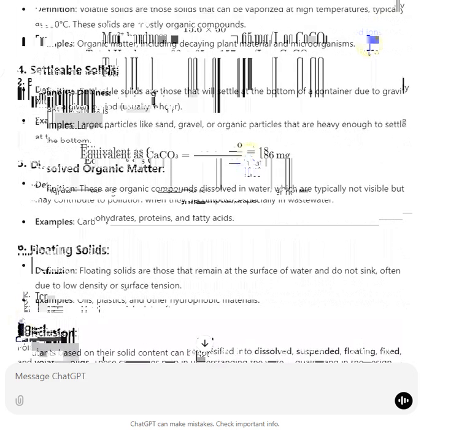Let's continue with the next step. Next question. Classify pollutants based on their solid content. Pollutants in water bodies can be classified based on the nature and size of solids they consist of. The main types of solids in water can be broadly classified as follows.